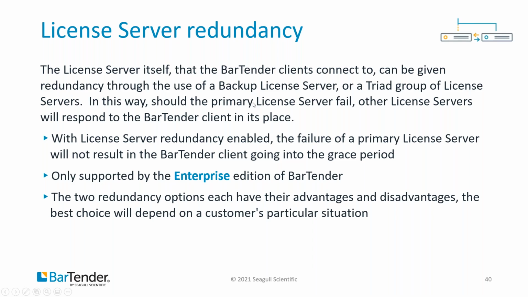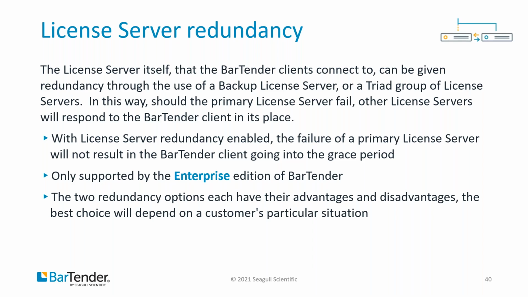In this way, should the primary license server fail, other license servers can respond to the BarTender client in its place. Now, of course, with license server redundancy, the BarTender client itself will still get a response from a license server. So the BarTender client does not go into the 72-hour grace period, because it gets a response from a license server.